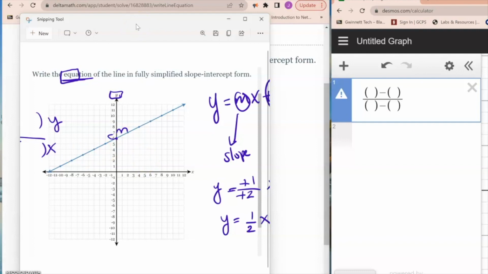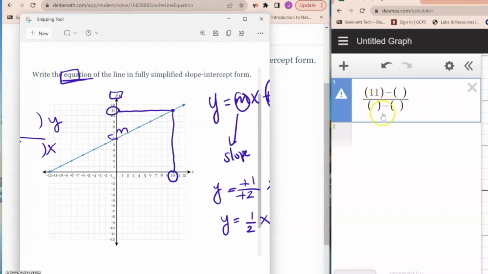So let's say I pick this point right here. I want the top to be Y, so I'm going to go to the Y value first. That's 11. When I come to the calculator, I'm going to put 11. What does 11 go with? It goes with 10. So on the bottom, on X, I'm going to put 10.